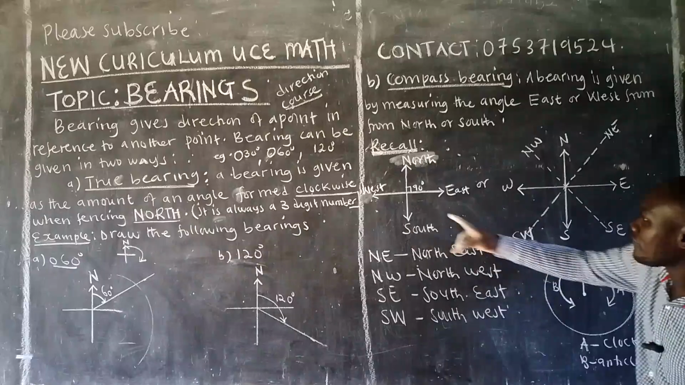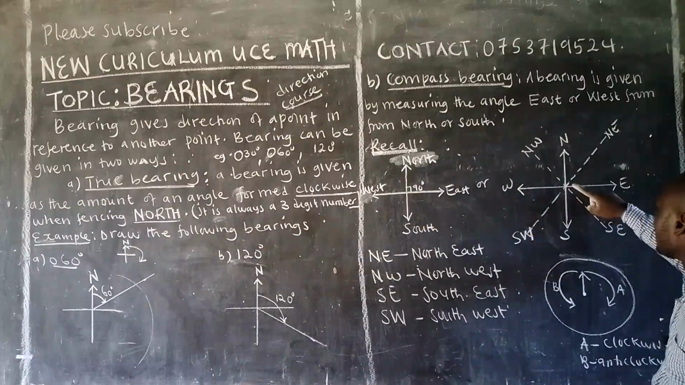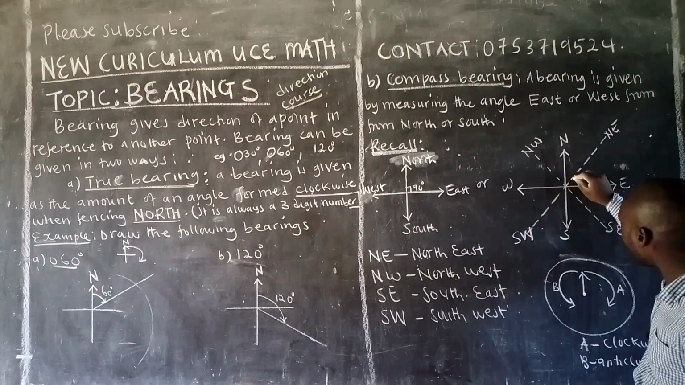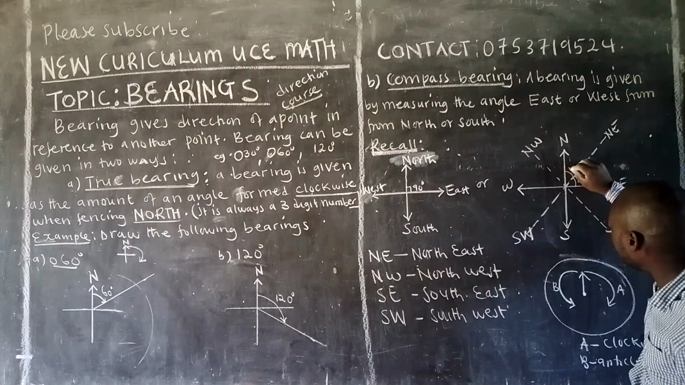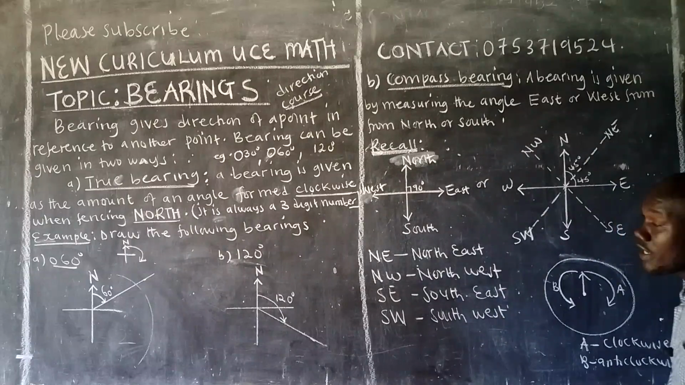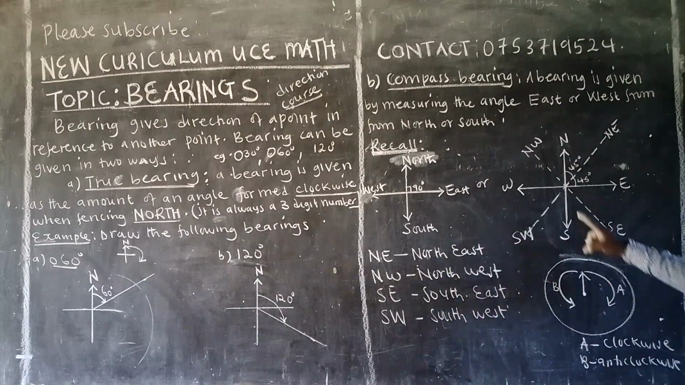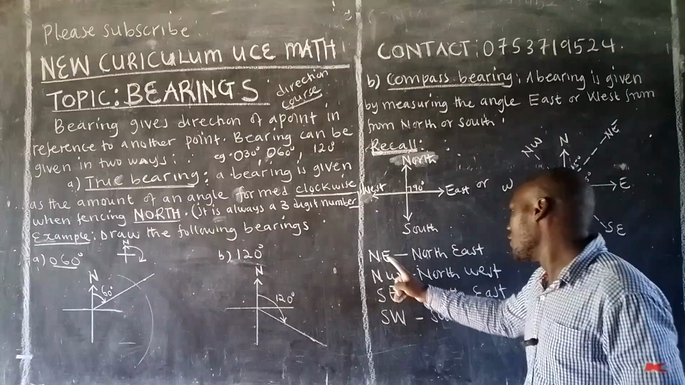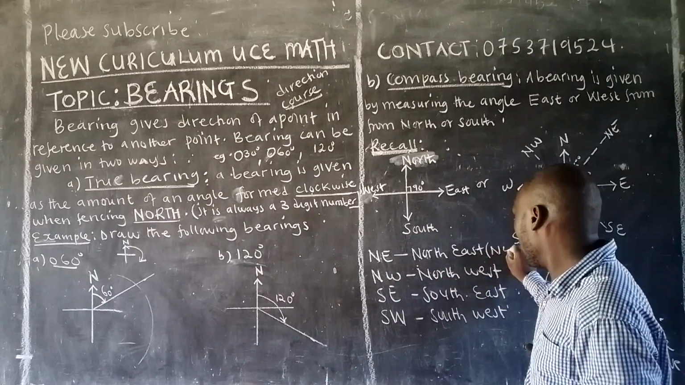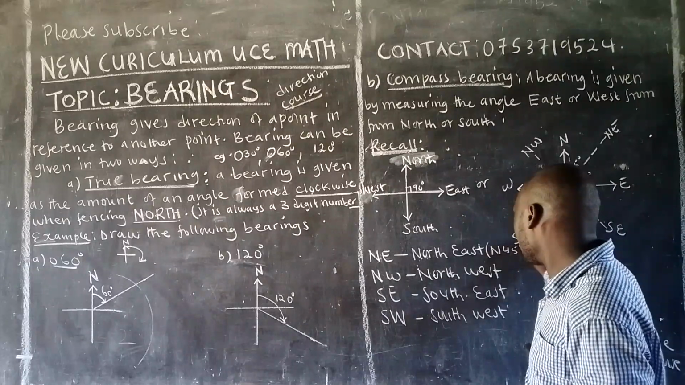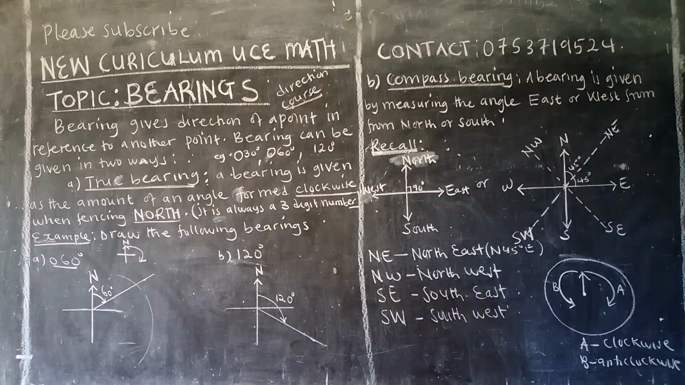Now since we have divided this one into two, it means that from here up to here, it is 45, and from here up to here, it is also 45. Now, what does it mean? It means that whenever we say northeast, it is the same as writing north 45 degrees east. That's the meaning of the word northeast, because northeast means north 45 degrees east. That's the simplest way we can understand that.